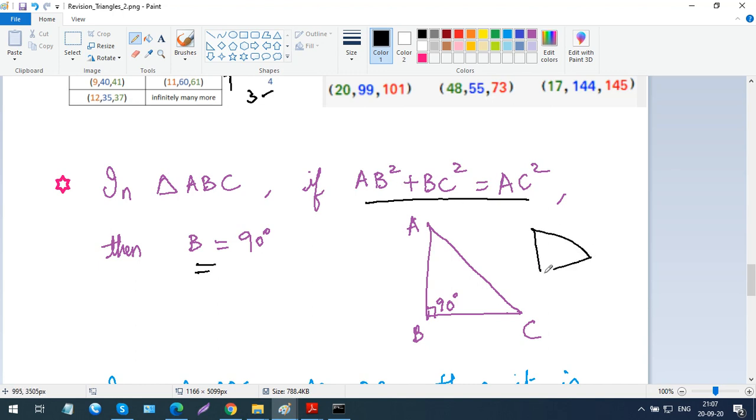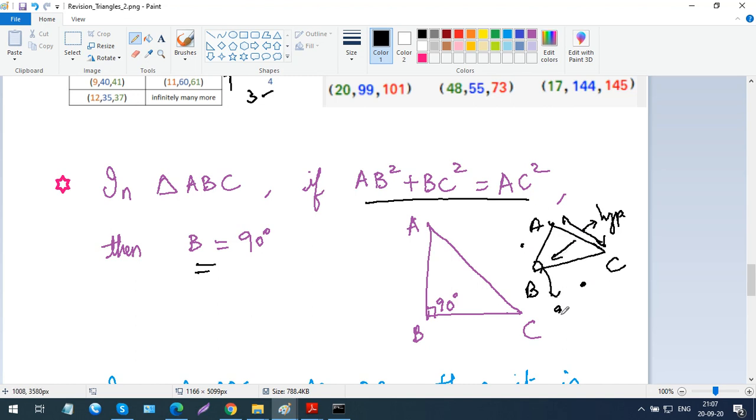Let us say I'm just randomly drawing a normal triangle ABC. I don't know now if it is 90 degrees or not. Now they are saying that AC square, this is your AC, is equal to AB square plus BC square. So definitely this is going to be your hypotenuse. So the angle opposite this hypotenuse, that is B, is going to be your 90 degrees.